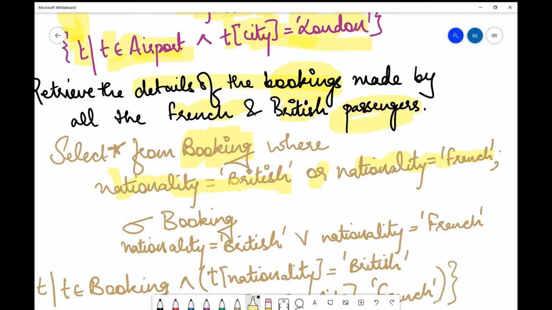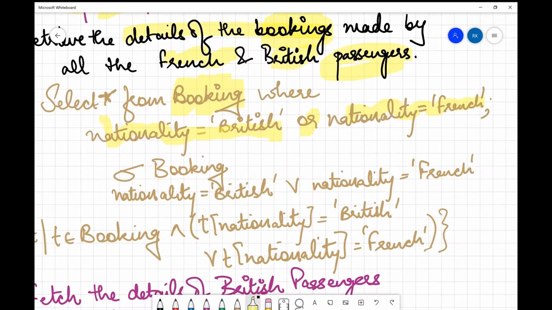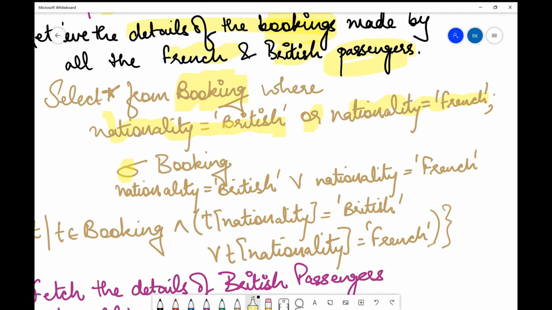Okay, let's move on to the relational algebra part. Now, when you're selecting, again, you'll use this select operator. You'll state the table name, which is booking, and then you'll say nationality equals to British, and here comes the OR operator in case of relational algebra. So you'll use this logical OR operator, and then you'll say or nationality equals to French. That's all. This will lead you to the results required.